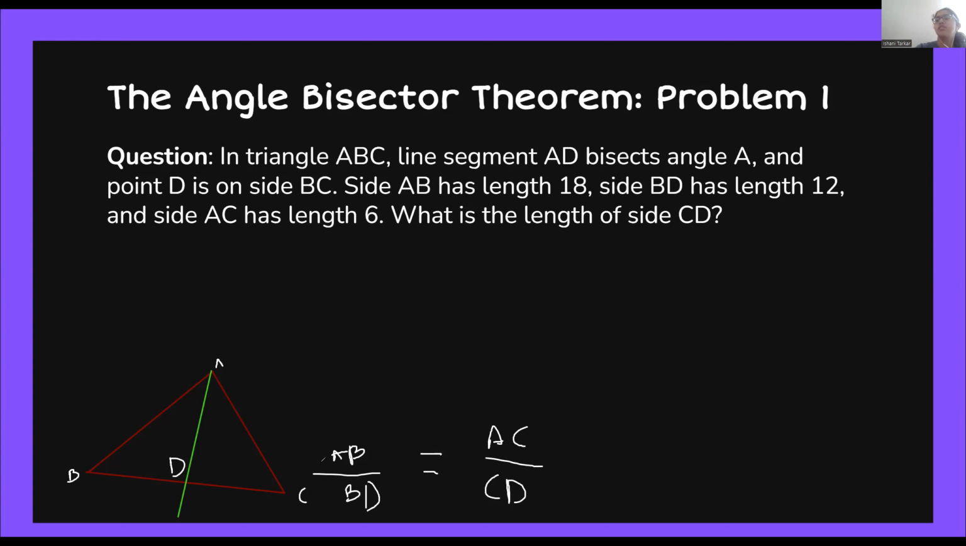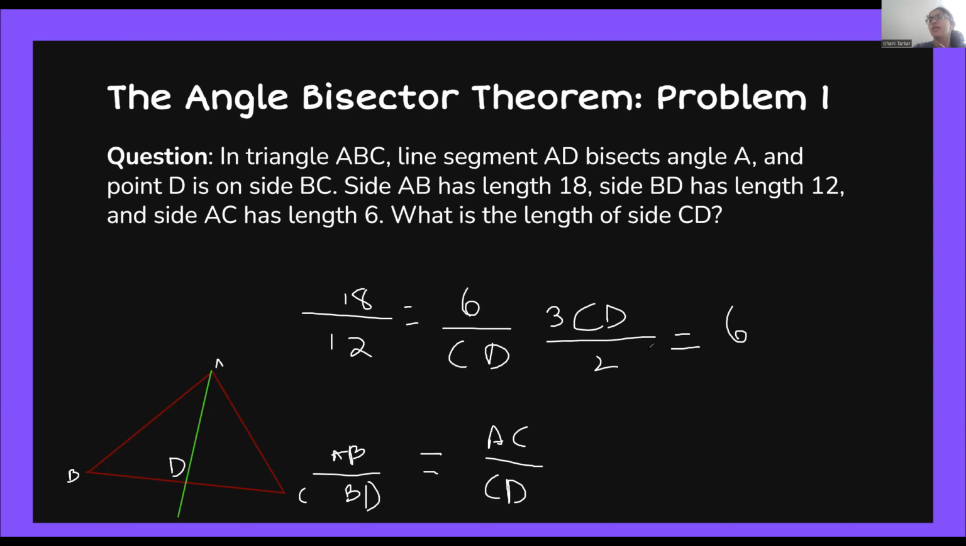Okay, I'm seeing a lot more answers. Remember, the formula is AB over BD is equal to AC over CD. So AB is 18, BD is 12, and AC is 6, so we just need to find CD. We know that 18 over 12 is equal to 6 over CD. We can multiply both sides by CD, and we get CD times 18 over 12, which is just 3 over 2, is equal to 6. Then we multiply both sides by 2/3, and we get 4 is equal to CD. So the length of side CD is equal to 4. Good job to everyone.